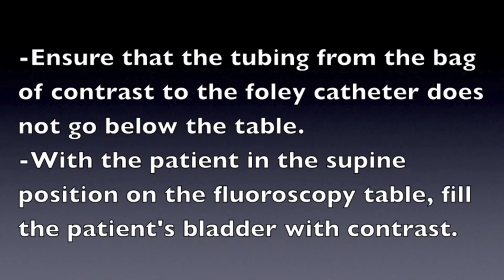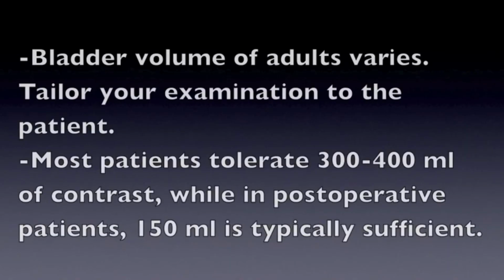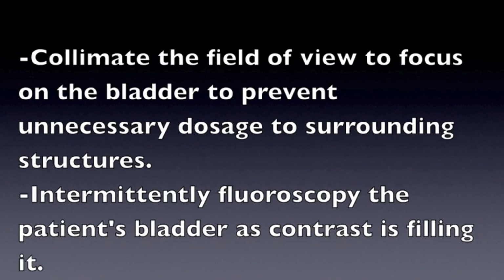With the patient in the supine position on the fluoroscopy table, fill the patient's bladder with contrast. Bladder volume of adults varies. Tailor your examination to the patient. Most patients tolerate 300 to 400 milliliters of contrast, while in postoperative patients, 150 milliliters is typically sufficient. Collimate the field of view to focus on the bladder to prevent unnecessary dosage to surrounding structures. Intermittently fluoroscopy the patient's bladder as contrast is filling it.